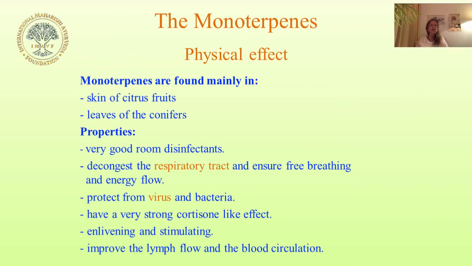They decongest the respiratory tract and ensure free breathing and energy flow. They protect from virus and bacteria. They have a strong cortisone-like effect. They are enlivening and stimulating, and they improve the lymph flow and the blood circulation. So in our case for today, they are very important because we need some oils that are disinfecting the room, that are protecting us against the virus, and that are also very good for our respiratory tract. So essential oils with monoterpene is something you have to have in your mind, and it means the citrus fruits and the conifer.